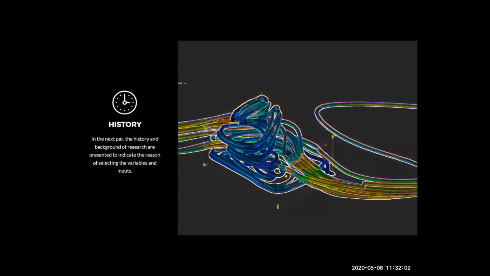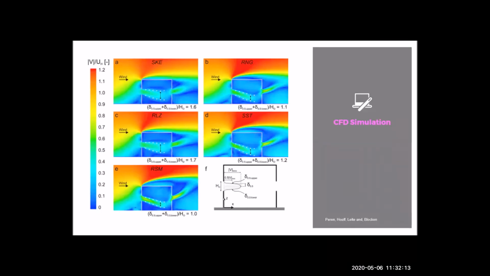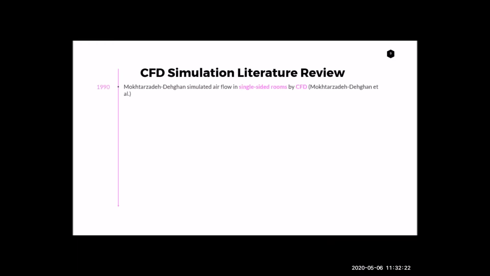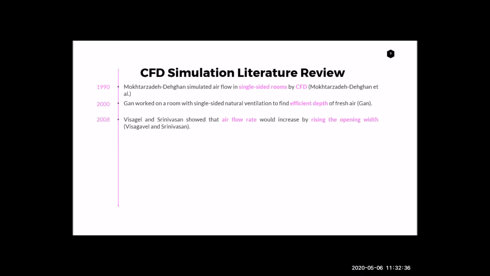In the next part, the history and background of research are presented to indicate the reason for selecting the variables and inputs. We have lots of research about computational fluid dynamic software, which we can call CFD. From 1990, some researchers simulated airflow in single-sided rooms by CFD. Some worked on a room with single-sided natural ventilation to find the efficient depth of fresh air. Later, they understood that airflow rate would increase by enlarging the opening width.